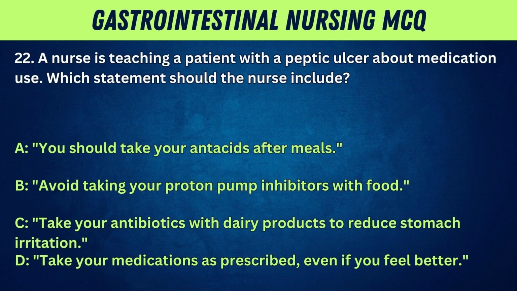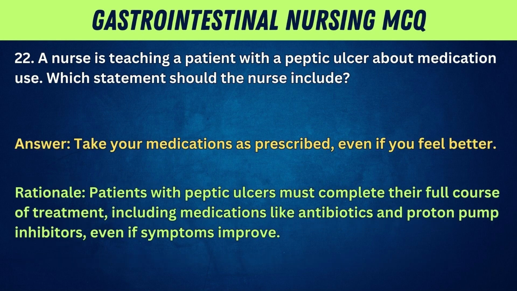22. A nurse is teaching a patient with a peptic ulcer about medication use. Which statement should the nurse include? A. You should take your antacids after meals. B. Avoid taking your proton pump inhibitors with food. C. Take your antibiotics with dairy products to reduce stomach irritation. D. Take your medications as prescribed, even if you feel better. Answer: take your medications as prescribed, even if you feel better. Rationale: patients with peptic ulcers must complete their full course of treatment, including medications like antibiotics and proton pump inhibitors, even if symptoms improve.